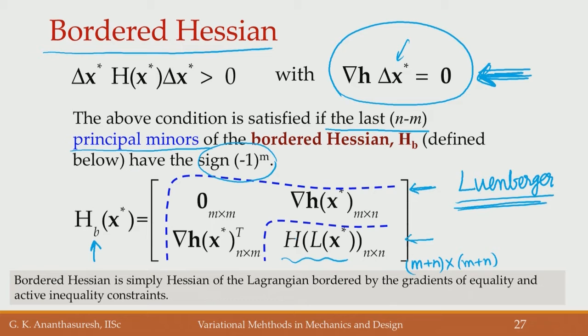The check is, if you construct the bordered Hessian, the last n minus m principal minors should have a sign of minus 1 raised to m, where m is the number of equalities plus the number of active inequalities. Again, we emphasize that active inequalities are the same as equalities.